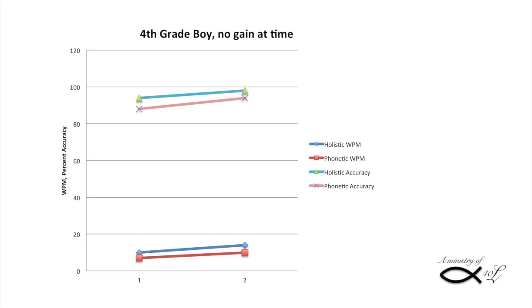He was reading holistic words at 10 and then improved to 14, with his accuracy on these going from 94 to 98%. His phonetic words per minute went from 7 to 10, and his accuracy from 88 to 94%. His slowdown stayed about the same, 30% and then 29%. He didn't have any gain from this first class.